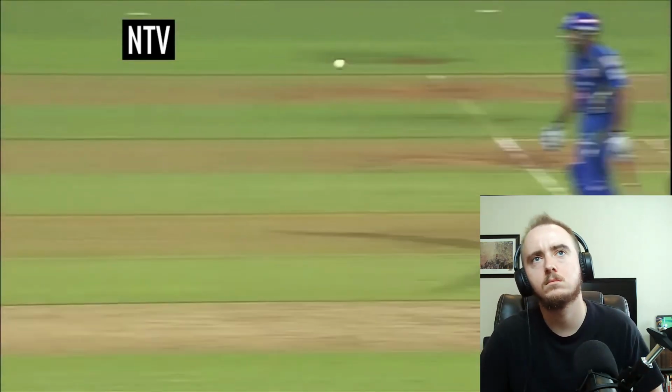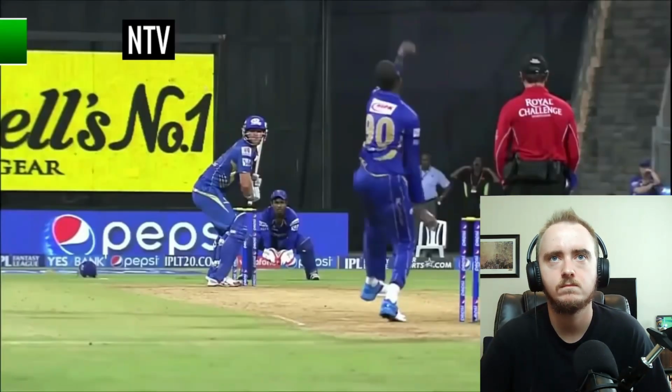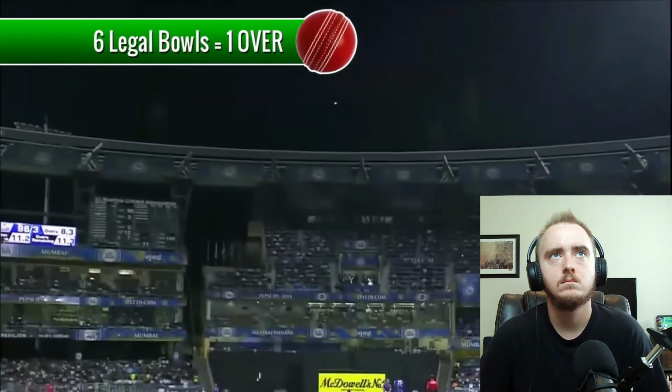A bowler must deliver 6 legal balls to a batsman. Once 6 legal balls have been played, this is known as an over.